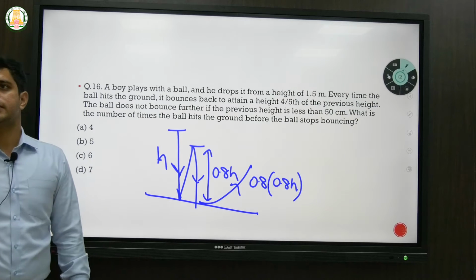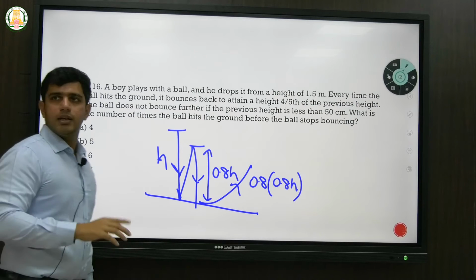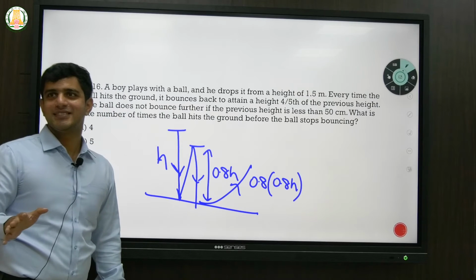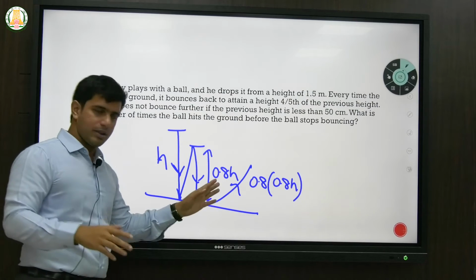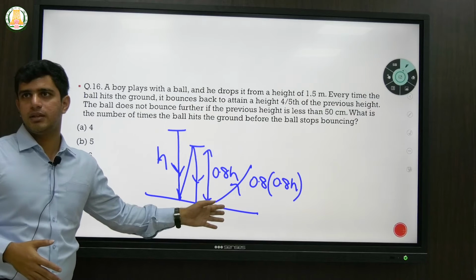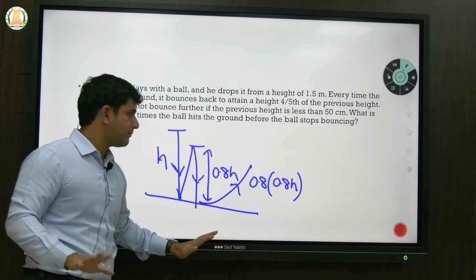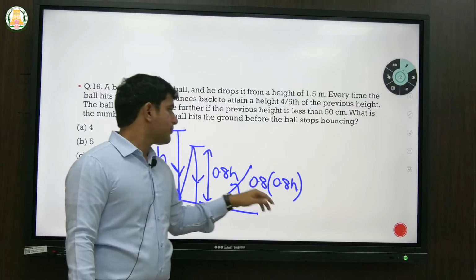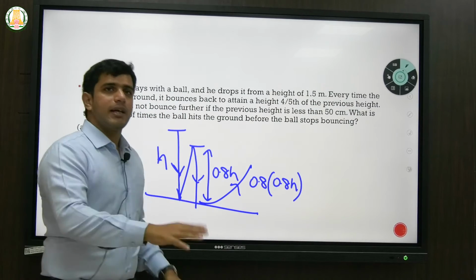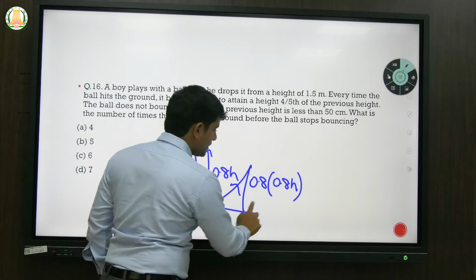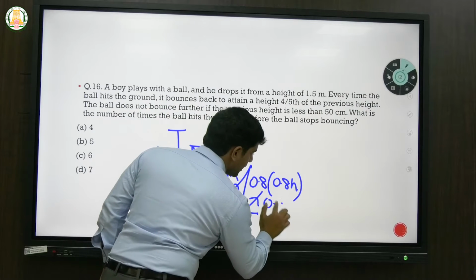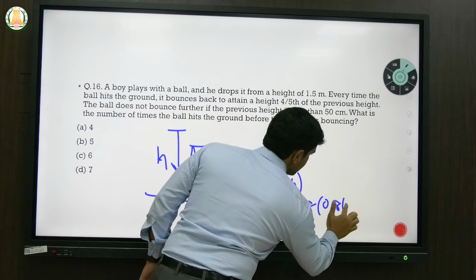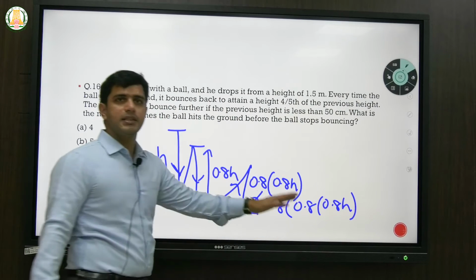Get this? Understand? Any doubt? I think you have a doubt. You can ask me, no problem. You seem a little doubtful. If you have any doubt, you can ask me. You're understanding it, right? Okay. So it goes to 0.8 of 0.8 h. The third time, it will again rise to a height of 0.8 of 0.8 of 0.8 h. Okay, this is understood.